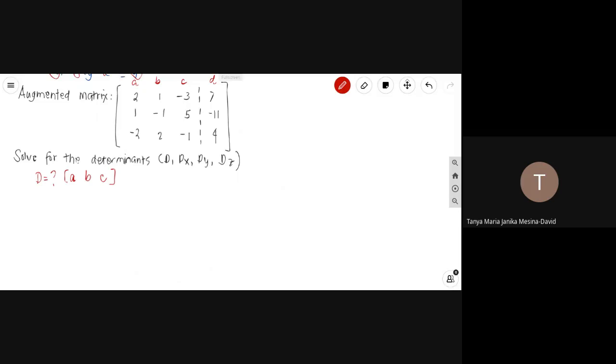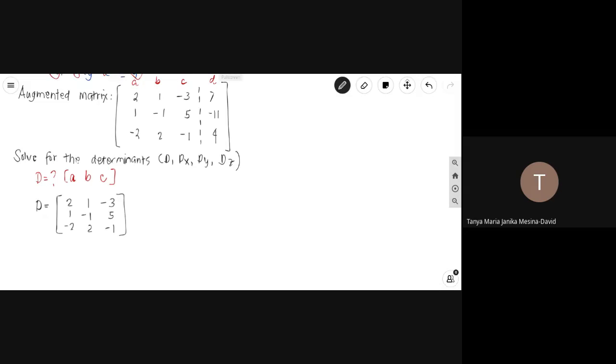So this will be the composition of our matrix that can solve for the determinant of D. Again, on your monitor, cover the column of D, and what will be left are the numbers or coefficients for A, B, and C. So I will write the determinant, the numbers that will form the matrix of T, and we have 2, 1, negative 2, 1, negative 1, and 2, negative 3, 5, and negative 1.